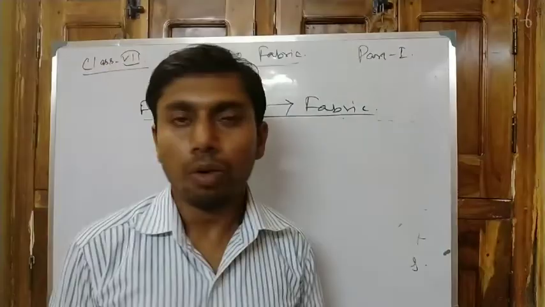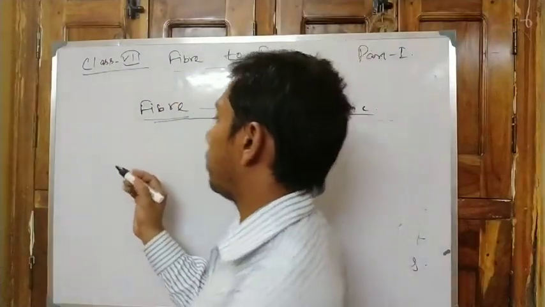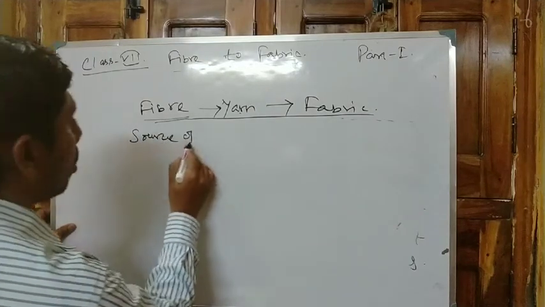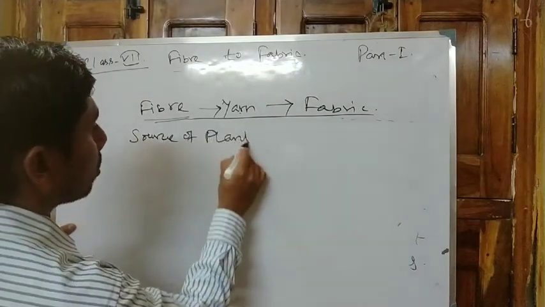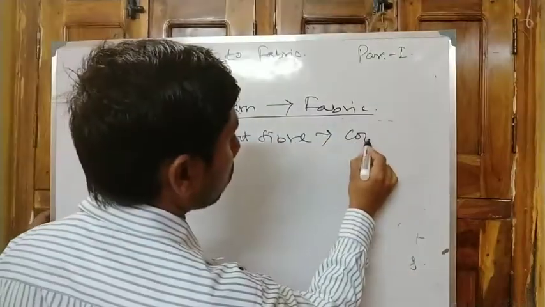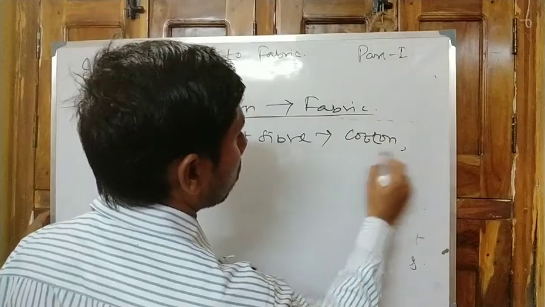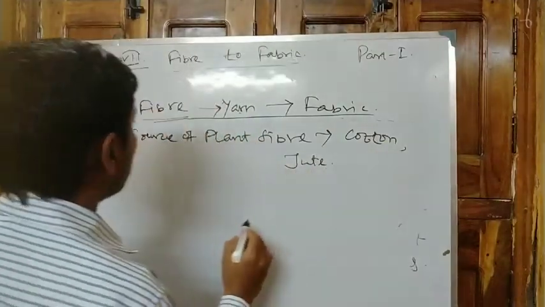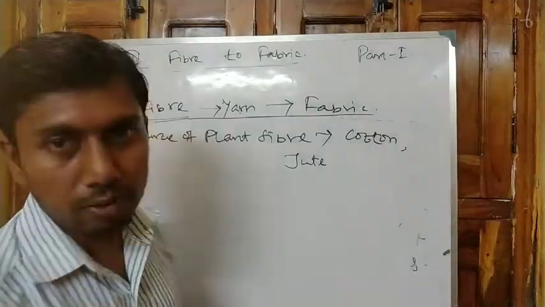Right? Now what is the source of some plant fiber? Source of plant fiber, that is cotton, next jute. These are the sources of some plant fiber.